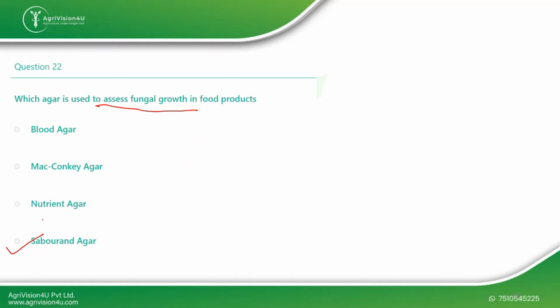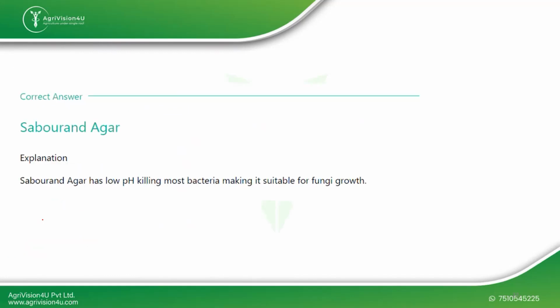If you have to use both selective and differential type of media, then you can go for the MacConkey agar. Or if you have to go with the selective type of media, you can go with the blood agar, which is very selective in nature. That is, it is going to be useful for only one phenomenon which you have to determine. But here you have to assess the fungal growth. So the correct answer is option D.